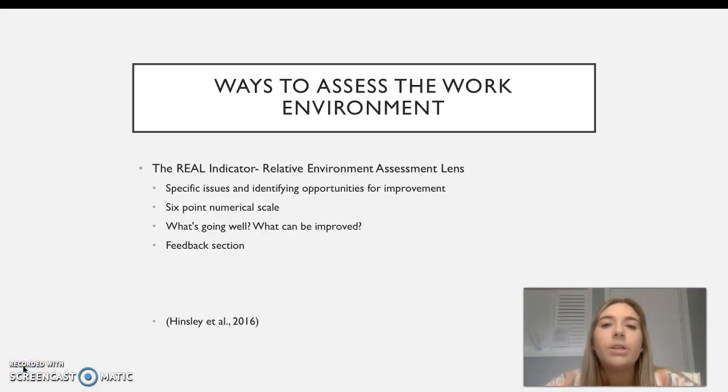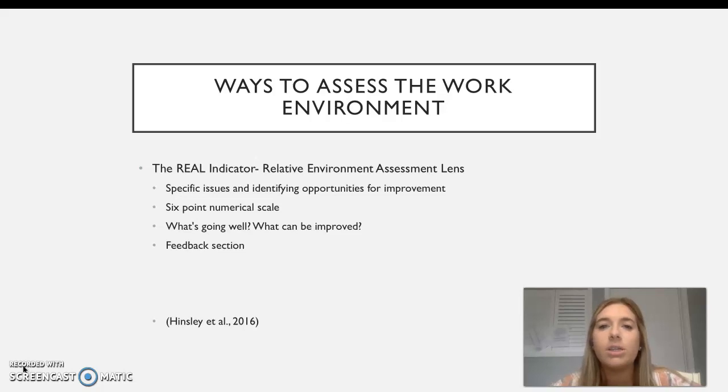There are different ways to assess the work environment, and one way is to use the REAL indicator. REAL stands for Relative Environment Assessment Lens. So this is used to assess the specific issues of the clinical area and identify opportunities for improvement by recording trends of the staff's answers.